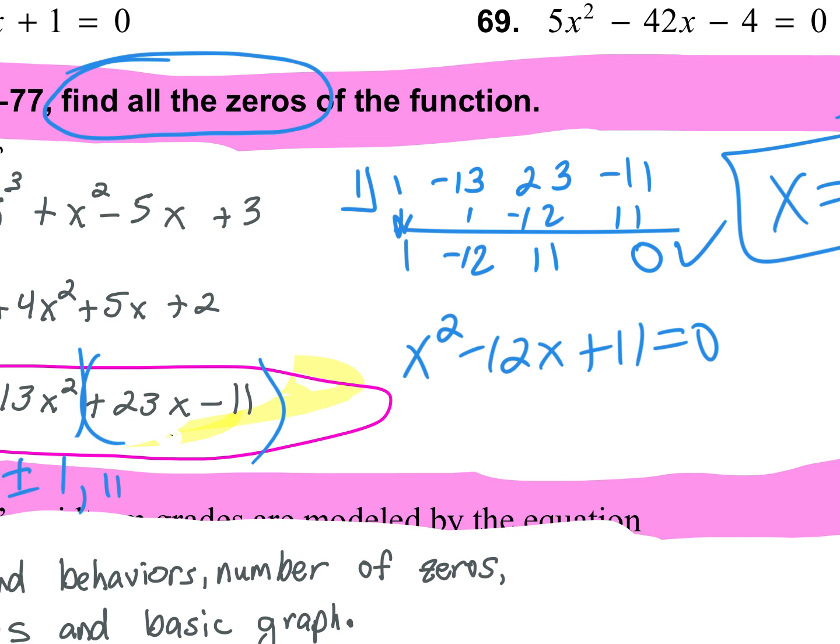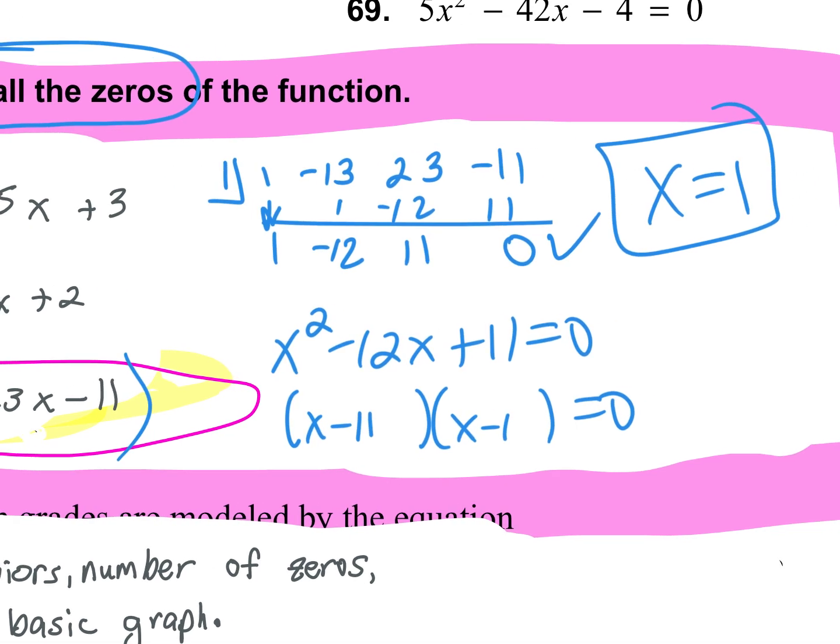Okay. So now you say, okay, should I just do the quadratic formula? You could. But I would first say, let me see if I can factor this. Are there factors of positive 11 that multiply to give me 11, but add to give me a negative 12? Negative 11 and negative 1. So I have 2 more zeros that I found. When I set each piece of those equal to 0, I get x equals 1 and x equals 11.